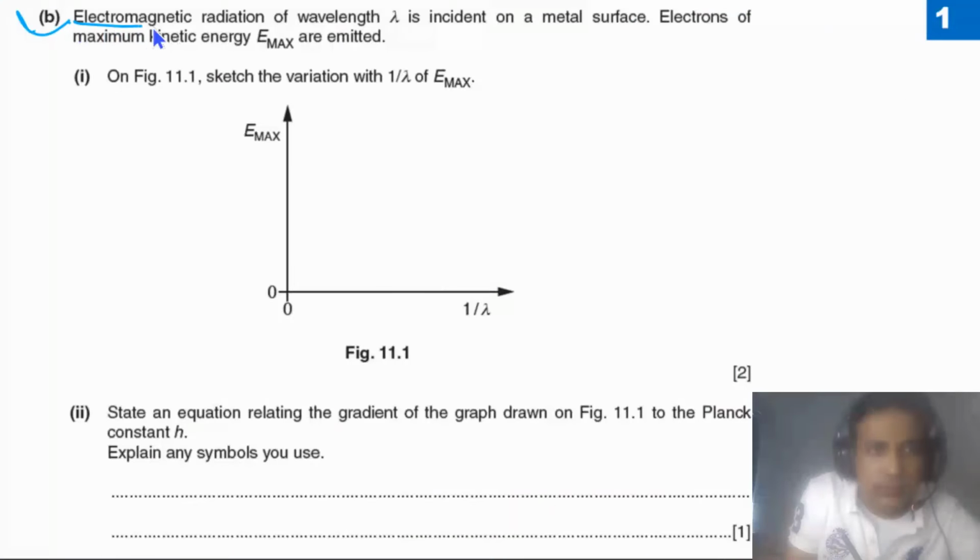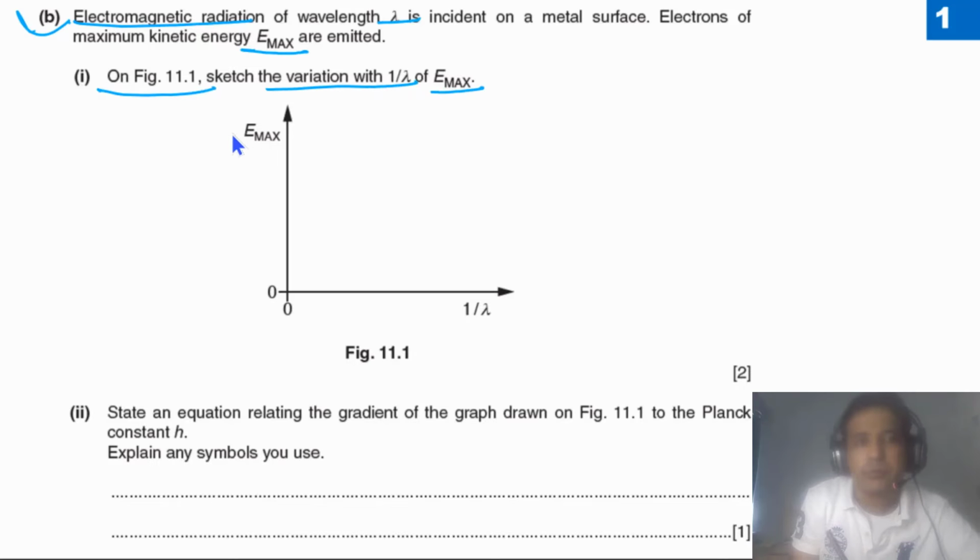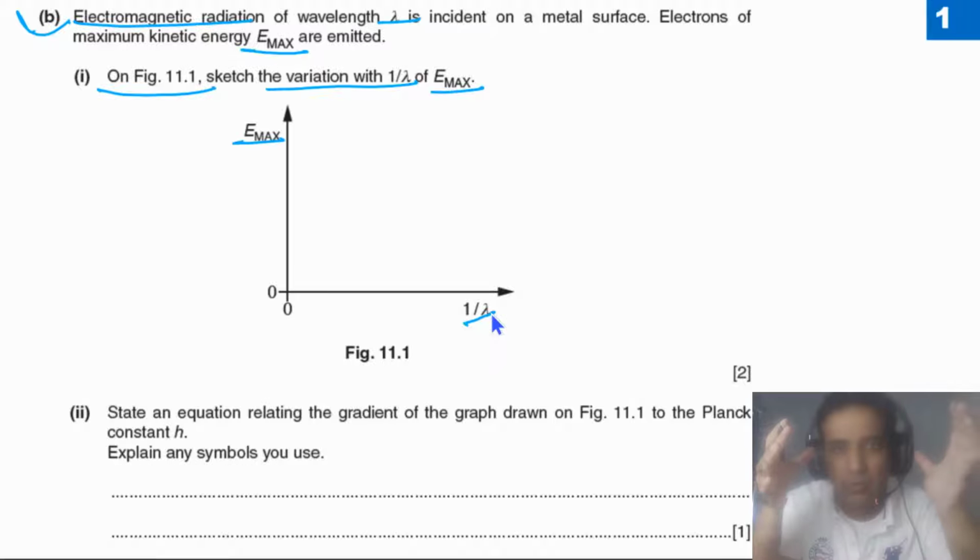Question says electromagnetic radiation of wavelength lambda is incident on a metal surface. Electrons of maximum kinetic energy Emax are emitted. On figure 11.1, sketch the variation with 1 over lambda of Emax. So simply we need to sketch the graph between Emax and 1 over lambda. So for this question, now the question is where to start. So you need to find the relationship between Emax, means kinetic energy maximum, and 1 over lambda.